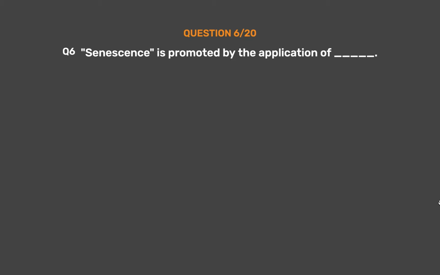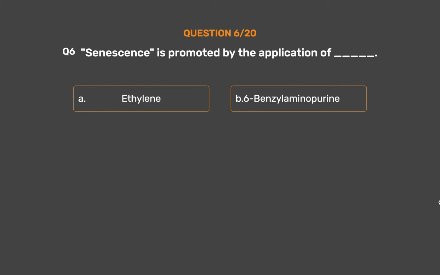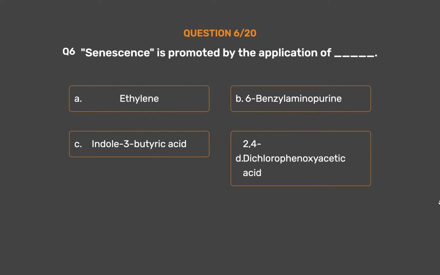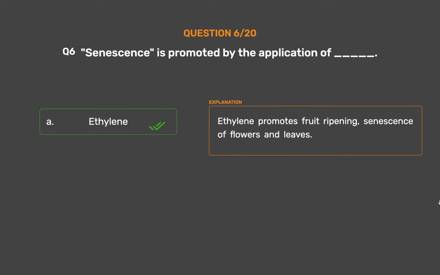Question number 6. Senescence is promoted by the application of _. Option A. Ethylene. Option B. 6-benzylaminopurine. Option C. Indole 3-butyric acid. Option D. 2,4-dichlorophenoxyacetic acid. The correct answer is option A. Ethylene. Ethylene promotes fruit ripening. Senescence of flowers and leaves.